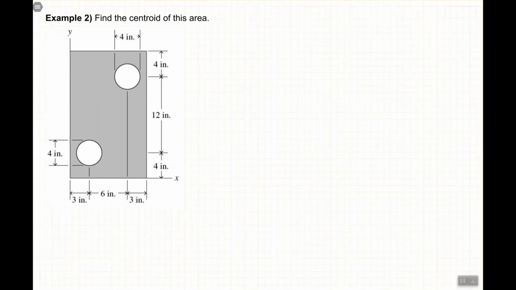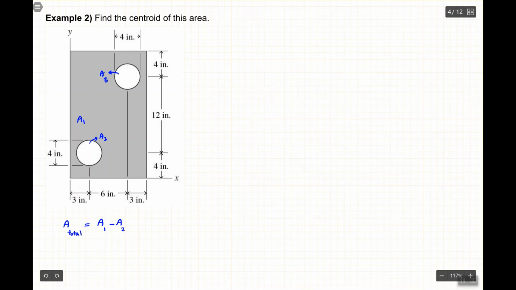Well, this time the plate has 2 holes in it. How should we deal with that one? Well, it's very simple, the same concept, except this time we think that the area has been subtracted. In other words, if this one is A1, we can call this one A2, and we can call this one A3, all right? And we can say that the total area is A1 minus A2 minus A3.